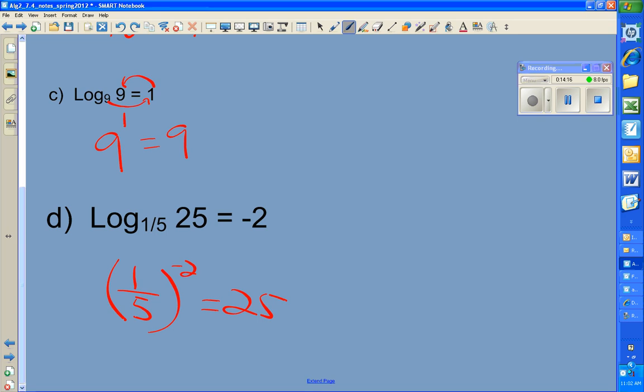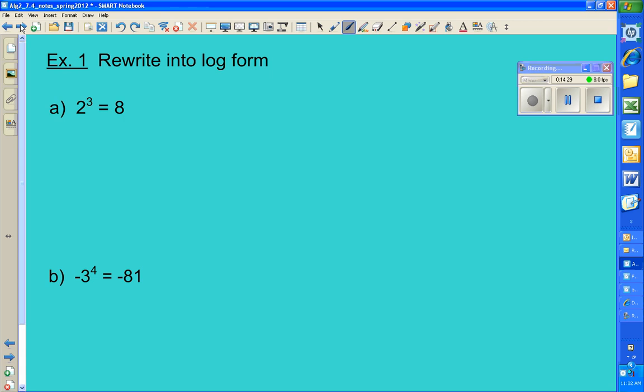And again, we're not doing this to say, wow, look at what we did. Mom, come see my work. This is not impressive. This just means you're understanding the definition of a log. If we go this way, now we're in exponential. Can you go back to logarithmic? Yes. Do it.